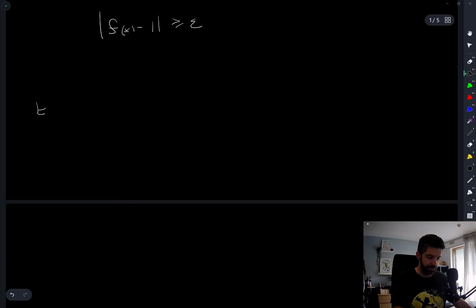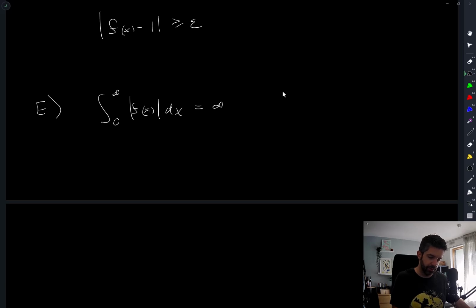I'm going to skip to option E to show that this is also not correct. Option E says the integral from 0 to infinity of the absolute value of f of x dx is equal to infinity. So for one thing, why are we integrating only on the positive values when the function's defined on the negative values? There's something completely off with considering only positive values of x.